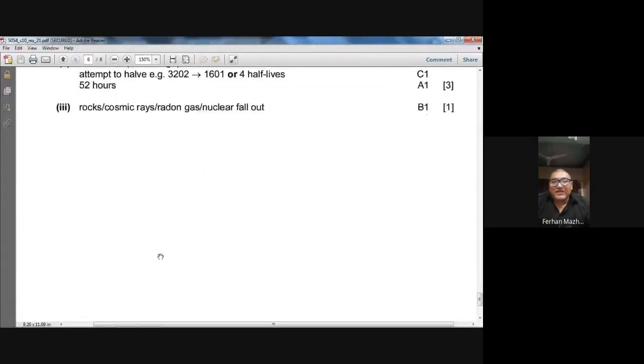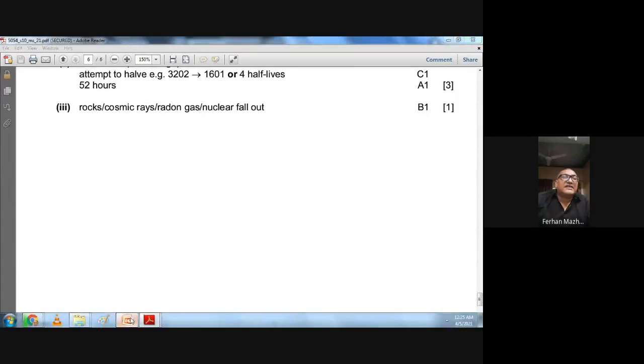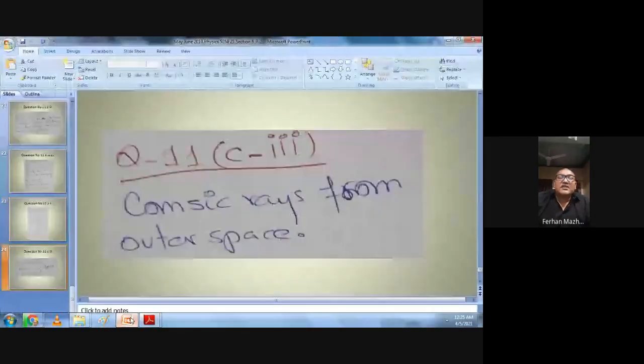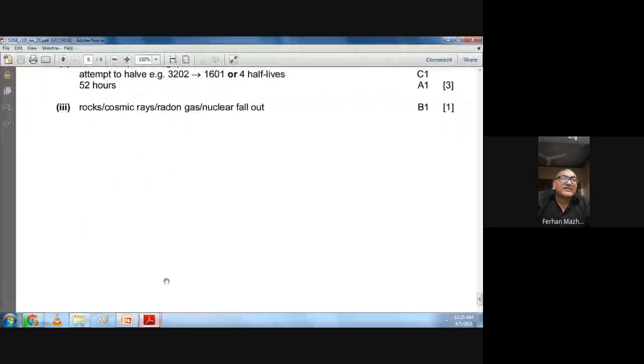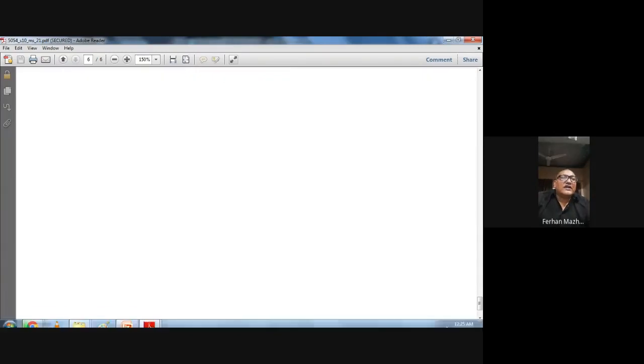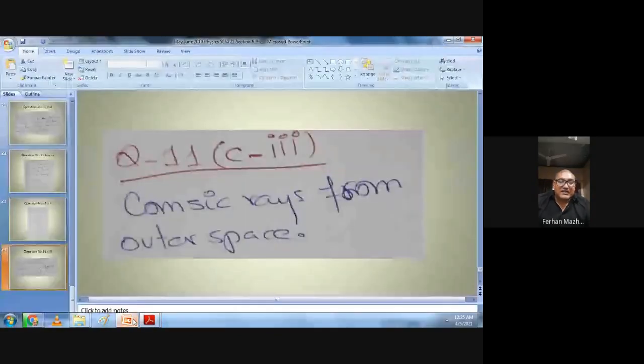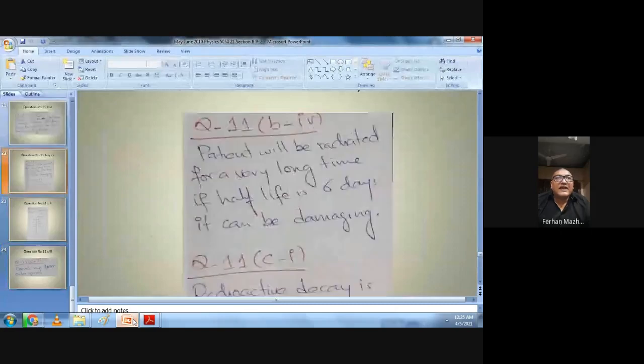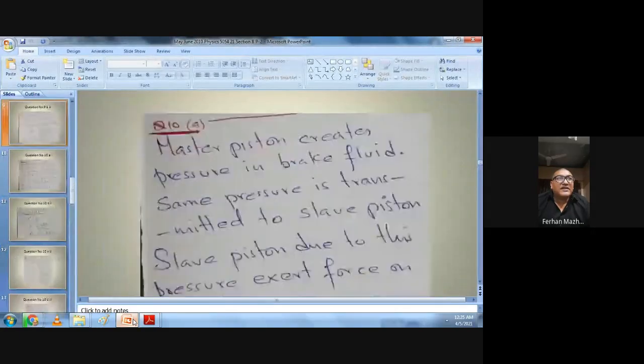So write the famous answer. I've written the famous answer here. You can see the cosmic rays from outer space. The cosmic rays coming from outer space cause the background radiation. This is one reason. Let me check the marking scheme. The marking scheme says rocks, cosmic rays, radon gas, or nuclear fallout. This is a 1 mark question.